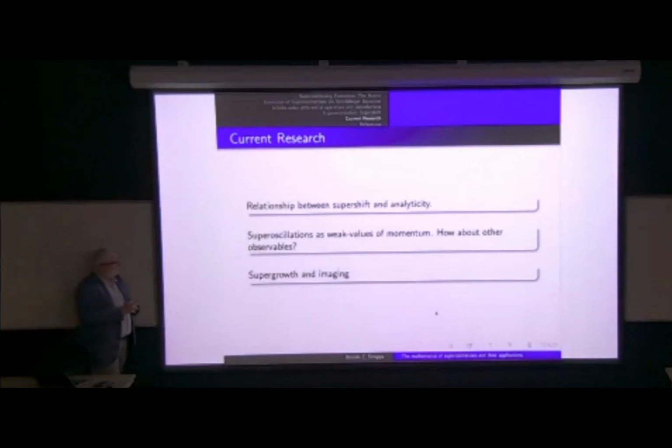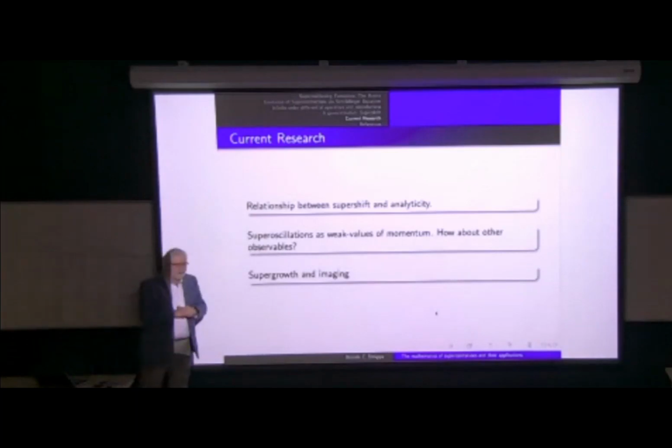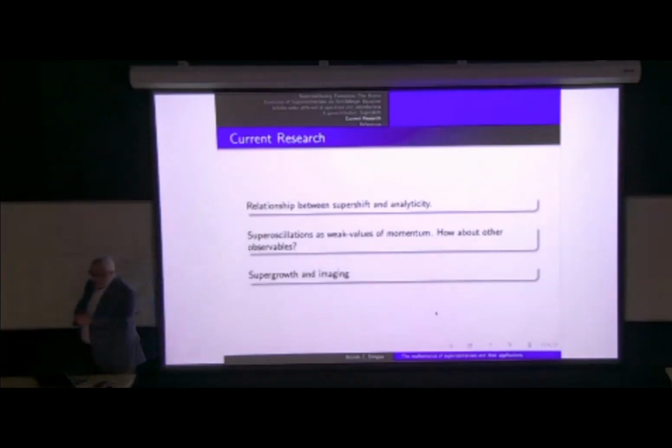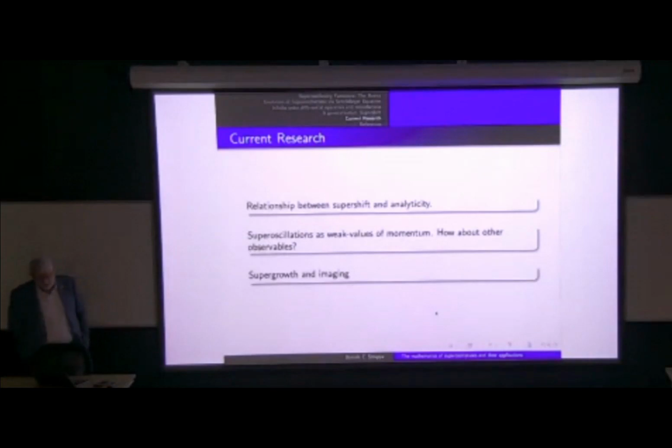The second interesting possibility is to look at super oscillations as weak values of momentum. I said before that the original arrival of super oscillation was when Aharonov introduced these weak values for the momentum operator. It turns out the super oscillation arises there. But what if one takes other operators and other observables? Can I redo a theory of super oscillation for those operators, and what does that mean?